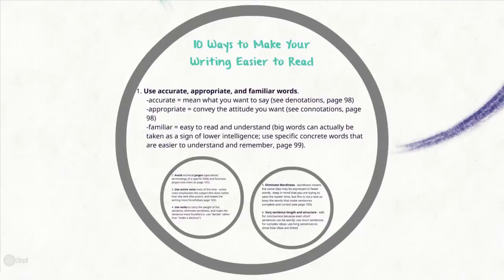So the first thing we're shooting for in making our writing easier to read is that our writing is accurate, appropriate, and familiar. So what does this mean? Accurate means that the words you're choosing mean exactly what you want them to say. And appropriate means that the words convey the attitude you want. So this gets into the denotation and connotation things that you read about on page 98. So denotation is basically the literal meaning of the word. Does the word in fact mean what you think it means? And is it the best word to get across the point you want to make?